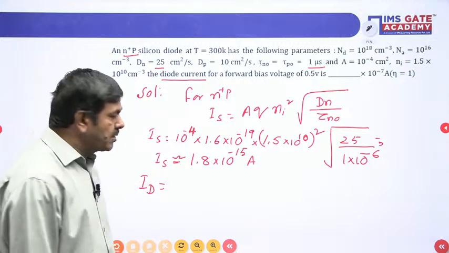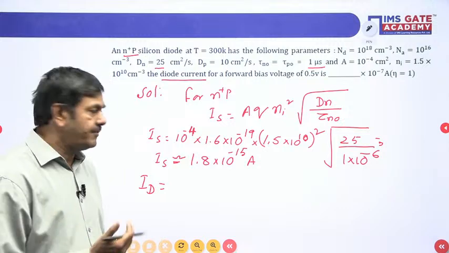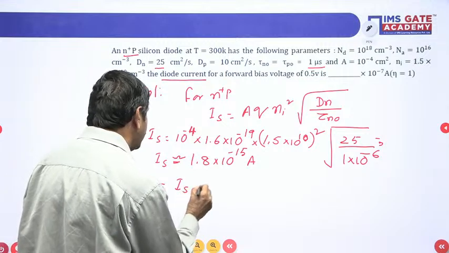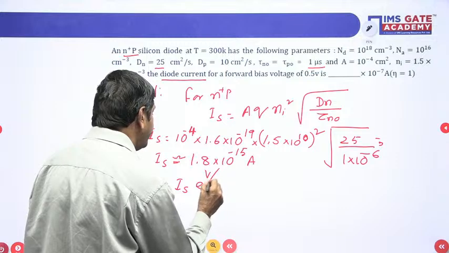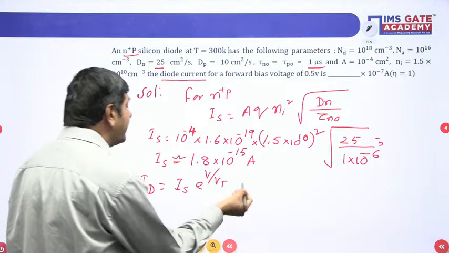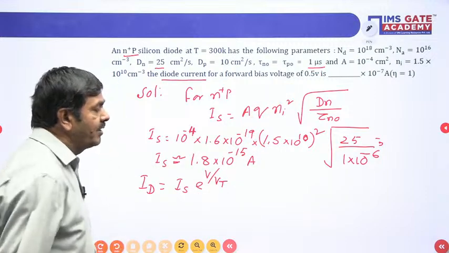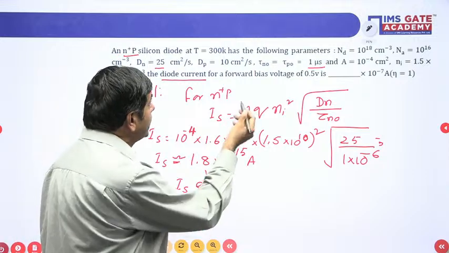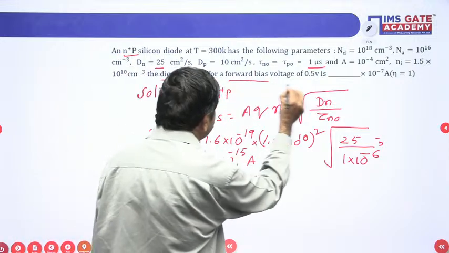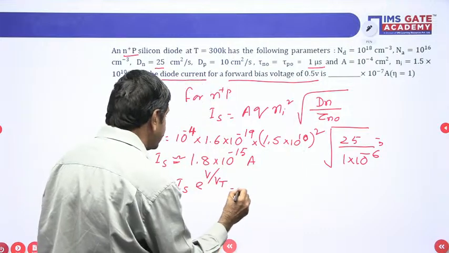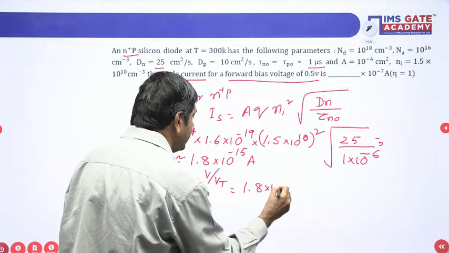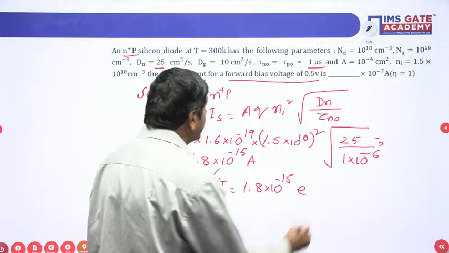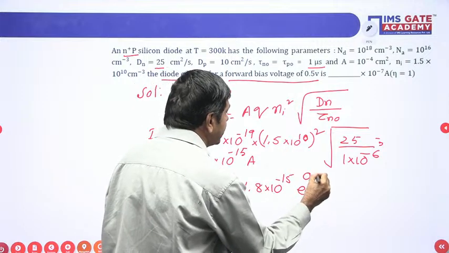But I am not going to use the exact formula; the approximate formula we know very well. Diode current is Is into e power V by Vt, because it is V by eta into Vt, but the eta value is given as one in the problem, so you can directly write V by Vt. The V is the forward bias voltage, 0.5. Is you got as 1.8 into 10 power minus 15, and e power V equals Vf, the forward voltage given as 0.5 volts here.